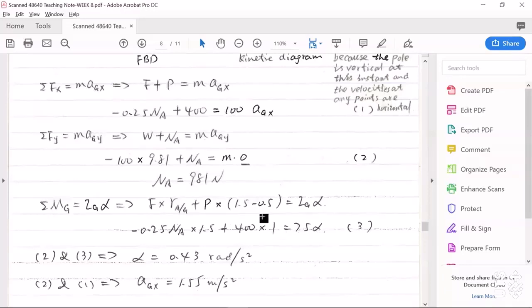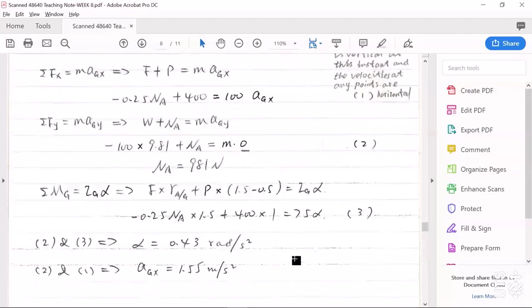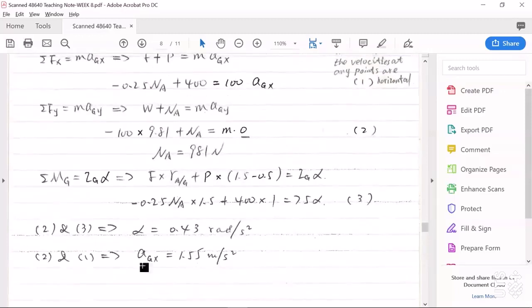Okay, substitute NA into this equation 3, we can work out alpha. And substitute NA into equation 1, we can work out AGX. This will be the final answer to this problem.